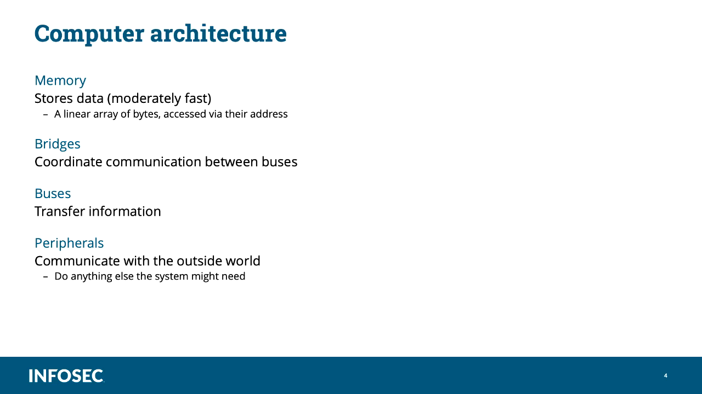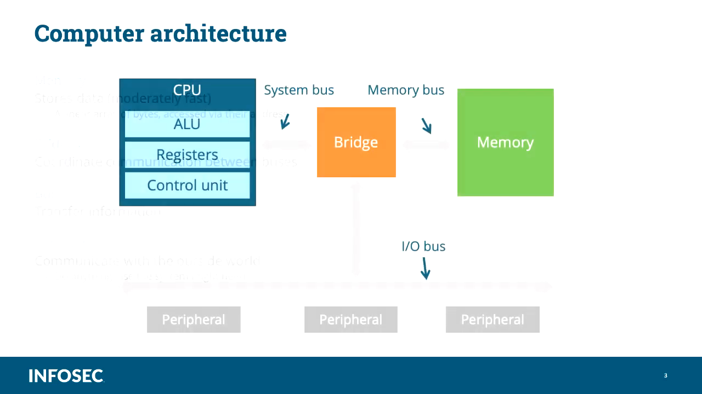The bridges are the things that coordinate communications between these various buses. The buses are simply the physical means of transferring information. And the peripherals are the things that communicate with the outside world. So anything else your system might need, so something else that you've plugged in to add some enhanced features to your computer. So again, the CPU, I've got the system bus that connects me to the bridge. I've got a memory bus that connects the bridge to the memory. I've got an I/O bus that connects to all the peripherals.